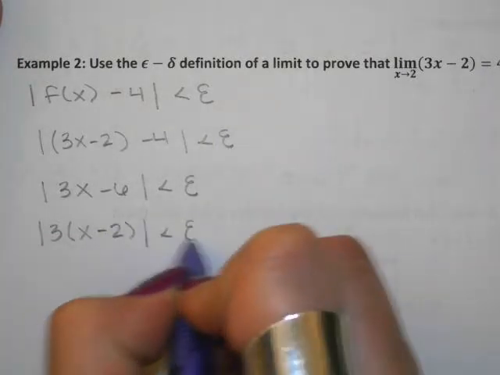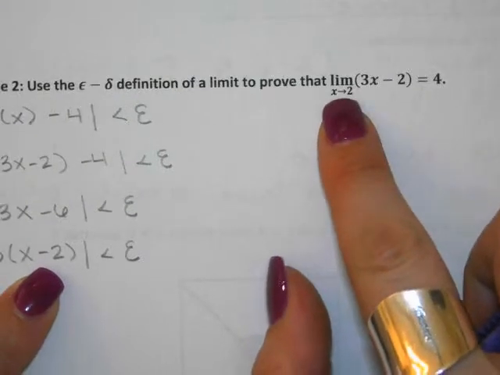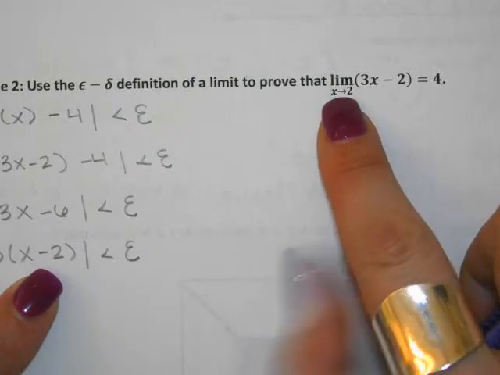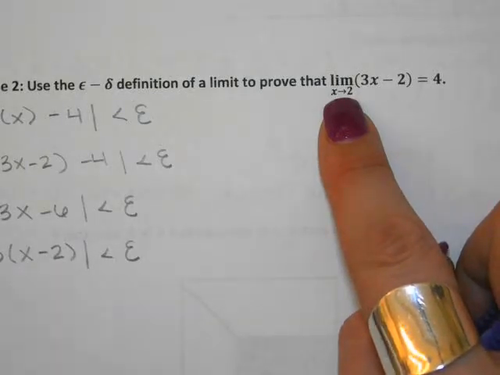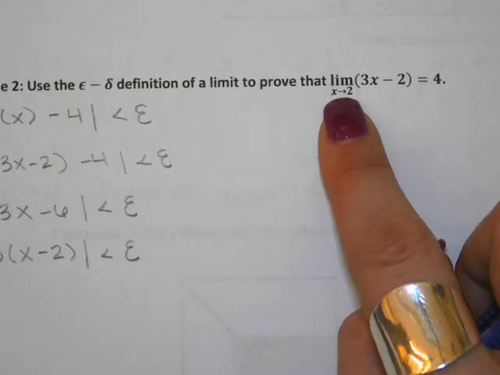And if you notice, this is what I want in my absolute value. I want to have x minus 2, because 2 is my c value. So my goal is to have some sort of x minus 2 is less than a delta. Does that make sense?